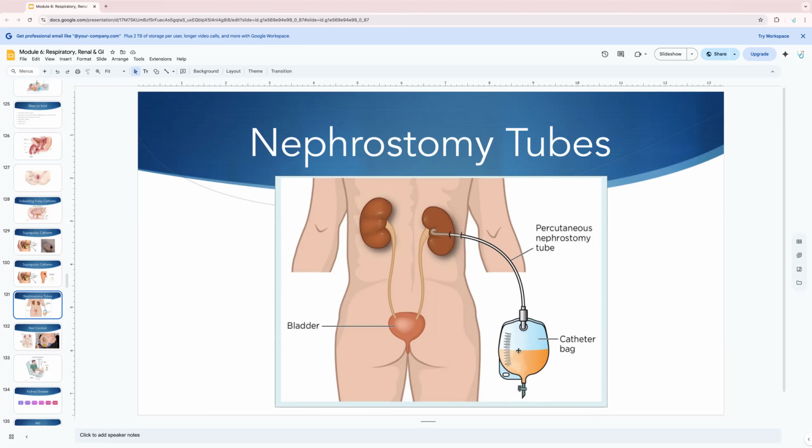So your number one issue with nephrostomy tubes is infection, because again, this is what would cause something called pyelonephritis, which is kind of like a UTI but worse. Okay? So keeping that in mind, again, with all of these devices, urinary catheters, suprapubic catheters, nephrostomy tubes, your number one issue here is that your patient is at increased risk for infection.